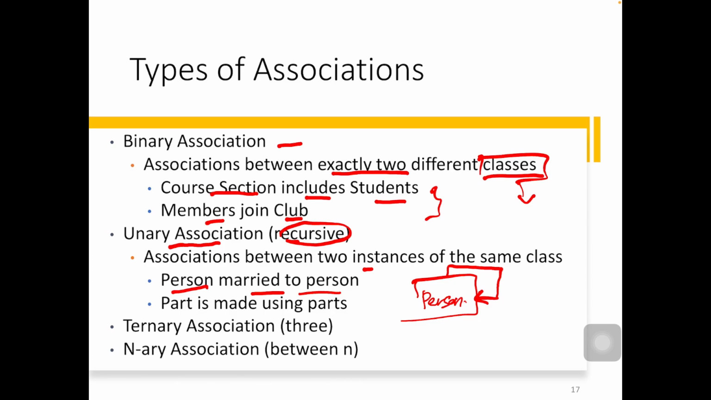If the association is between three classes, then we call it ternary association, and if it is more than three, we call it n-ary association.